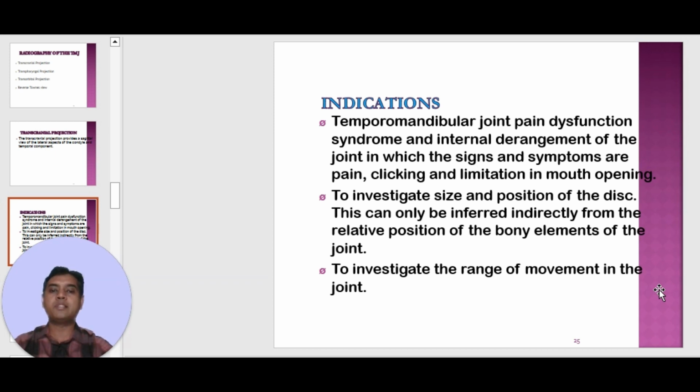temporomandibular joint pain dysfunction syndrome, internal derangement of the joint in which the signs and symptoms are pain, clicking and limitation in mouth opening. To investigate size and position of the disc, this can only be inferred indirectly from the relative position of the bony elements of the joint. To investigate the range of movement in the joint.